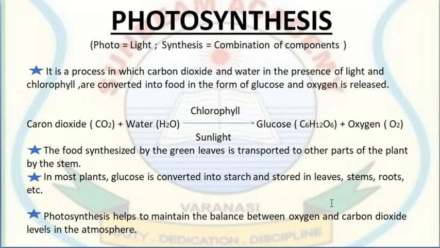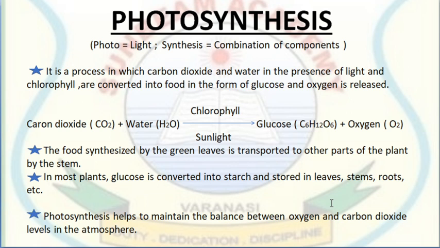Now, using the energy from the sun, a chemical reaction takes place in the green parts of the plant in which carbon dioxide and water are converted into food in the form of glucose and oxygen is released. Since the synthesis of food occurs in the presence of sunlight, it is called photosynthesis.